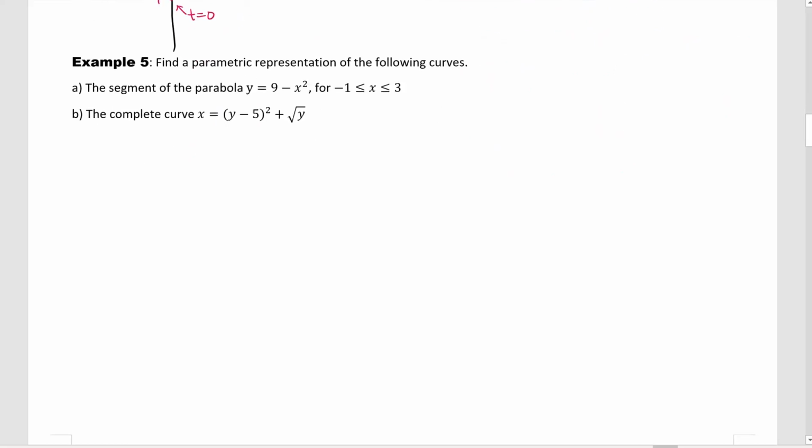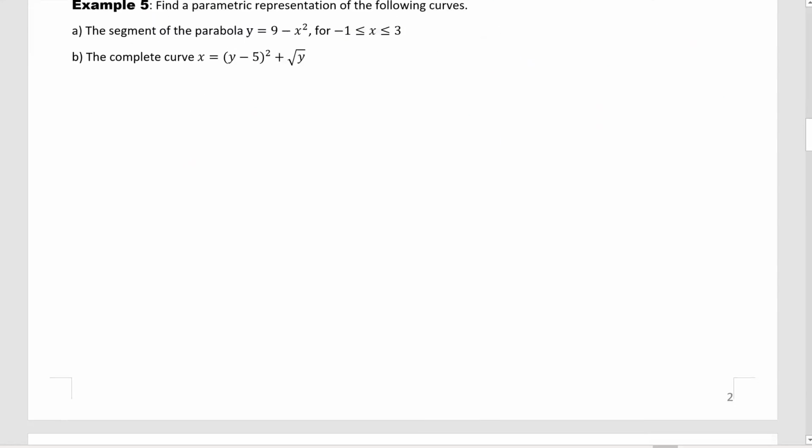Okay, let's continue. Example 5. Find a parametric representation of the following curves. Examples 1 to 4 were about, given the parametric equation, how to find the xy relation or function. Example 5 is the reverse order. We're given the function or xy relation, and we want to get a parametric equation. So you can see for one function or one xy relation, we can have many different parametric equations. We can have double speed.